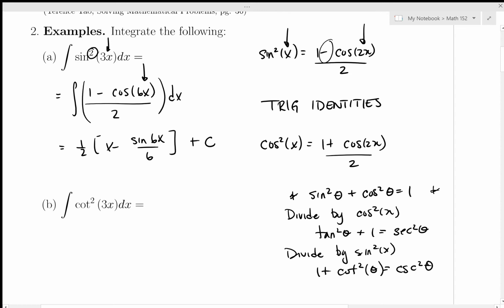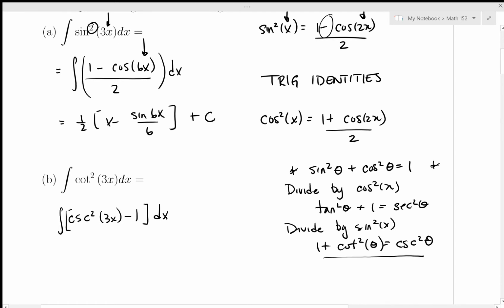I'm going to use that identity, this last one that I just regenerated for myself, right here to rewrite this as the integral of cosecant squared of 3x minus 1 dx. So that's using the trig identity. Why did I do that? Because I know what the integral of cosecant squared is. That is cotangent. So then I can immediately write the answer here: minus cotangent 3x over 3, minus x, plus c.